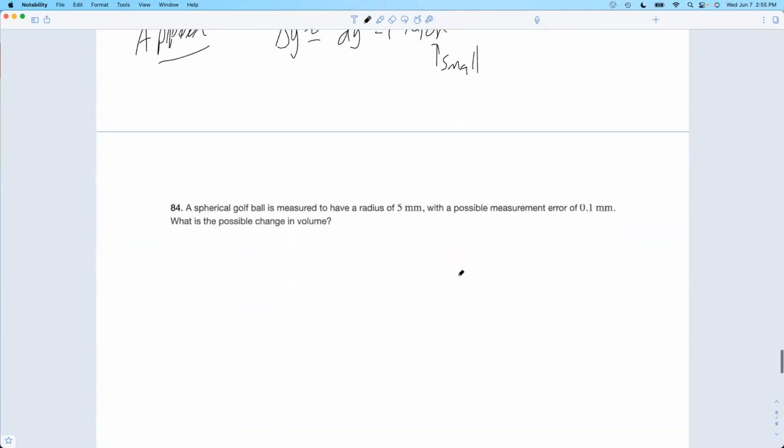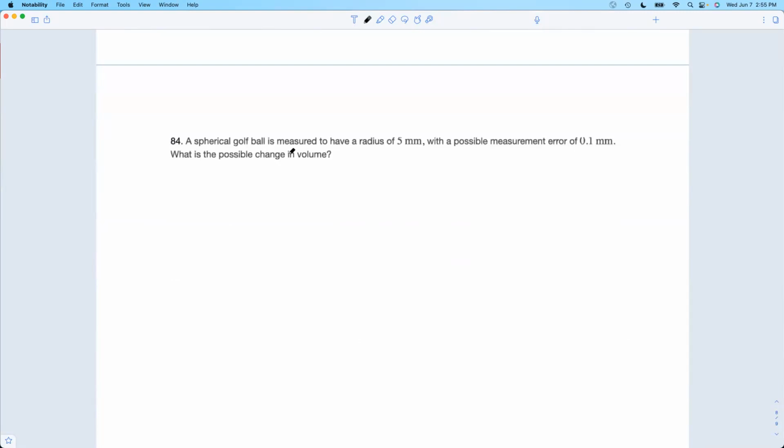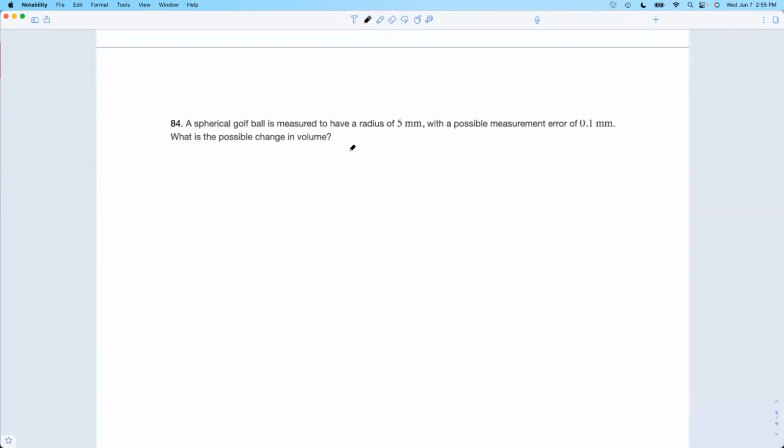Okay, we'll do a few more examples. So we've got a spherical golf ball. This is like a real world application here. The machine that the company's using tries to make the radius 5 millimeters, but that machine's not going to be perfect. There's going to be a little bit of wiggle room in how big that radius is. So there's a possible error of 0.1 millimeters. We want to figure out what that's going to do to the volume.